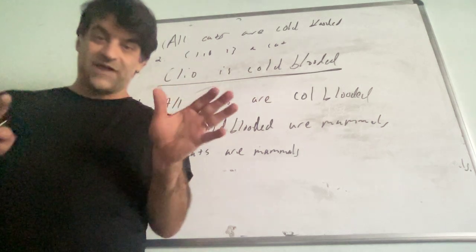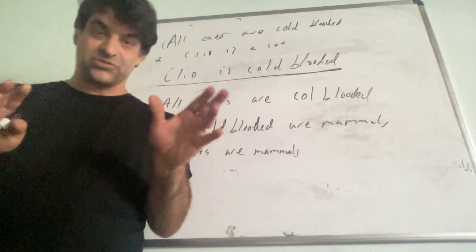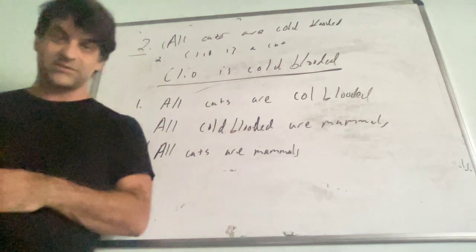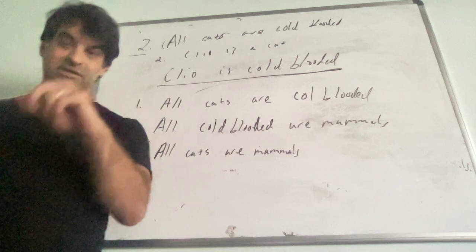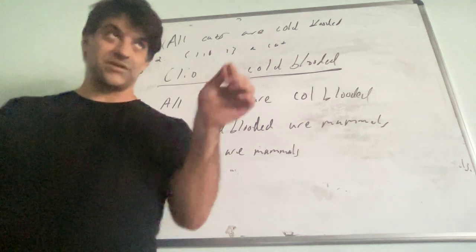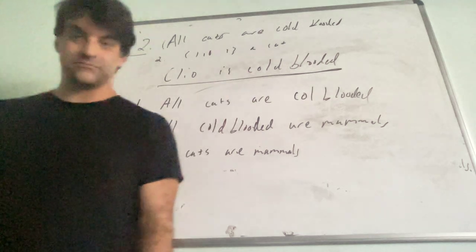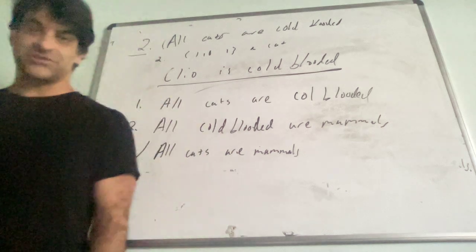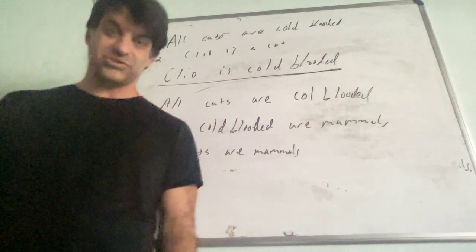Number 4, in any factually correct argument, the premises are all true. Yes, that's the definition of factually correct. The definition of factually correct is premises are all true. Premises are all true equals factually correct. So 4 is right.